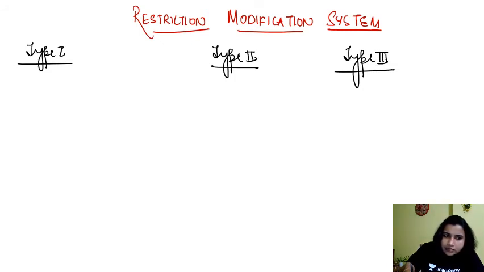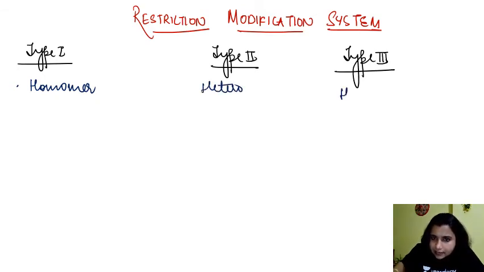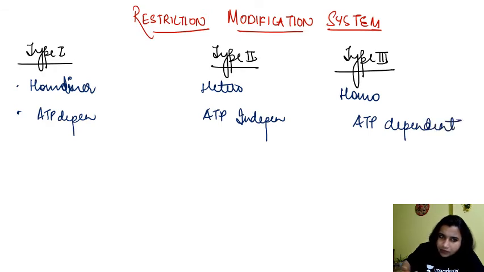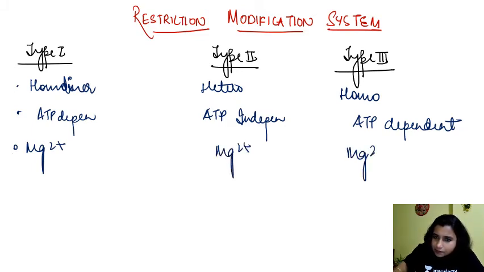Type 1 is a homodimer, this is a heterodimer, and this is again a homodimer, right? This is ATP dependent, this is ATP independent, and this is ATP dependent, right? It needs a magnesium ion, it also needs a magnesium ion, it also needs a magnesium ion.